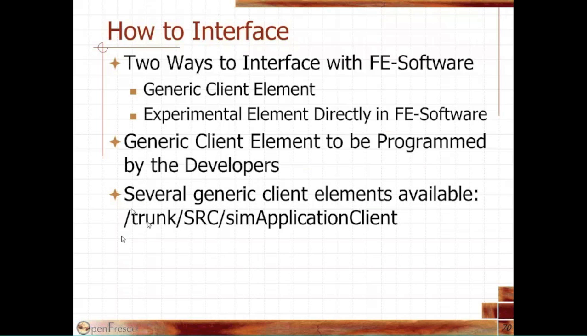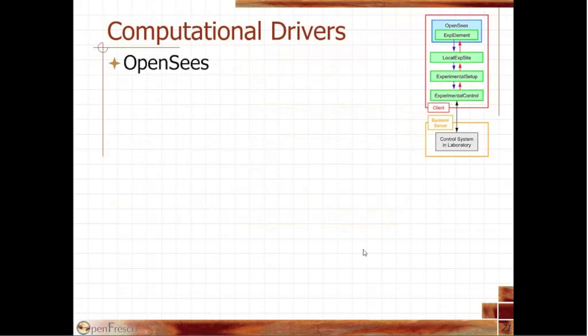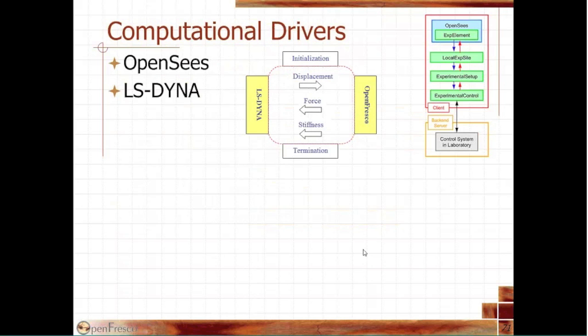executables, so if you go on the developers site and you get really the whole source code, then inside trunk, source, sim application client, inside that directory, you will find all the different generic client elements that allow you to talk to different finite element software. The ones that we already have are obviously, well, we have OpenSees, I showed you that. We have LS-DYNA, so we have a generic client element for LS-DYNA.